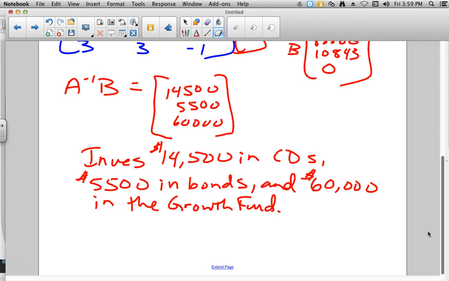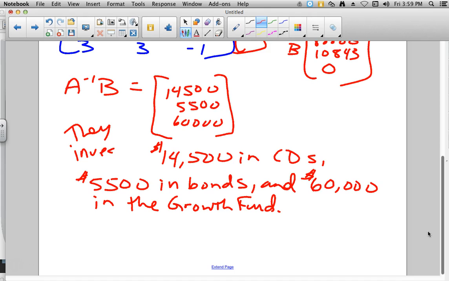And well, I guess we should say they invested, since this is actually after the fact. They invested $14,500 in CDs, $5,500 in bonds, and $60,000 in the growth fund. On to number 78.